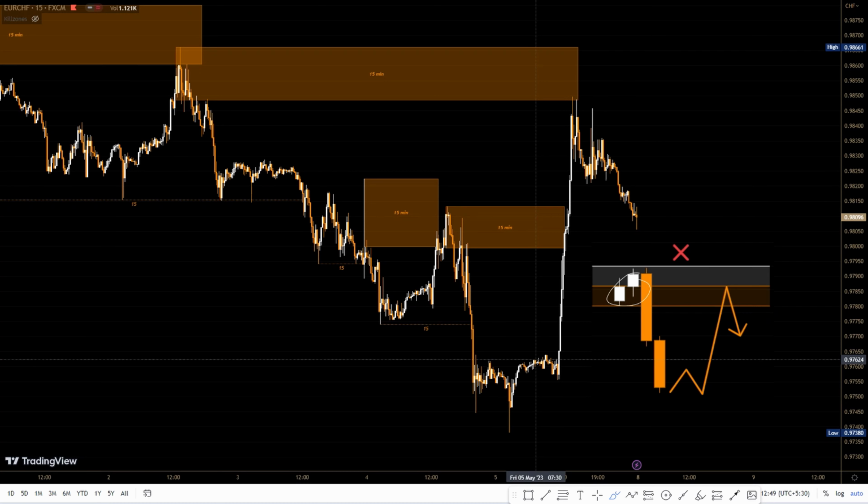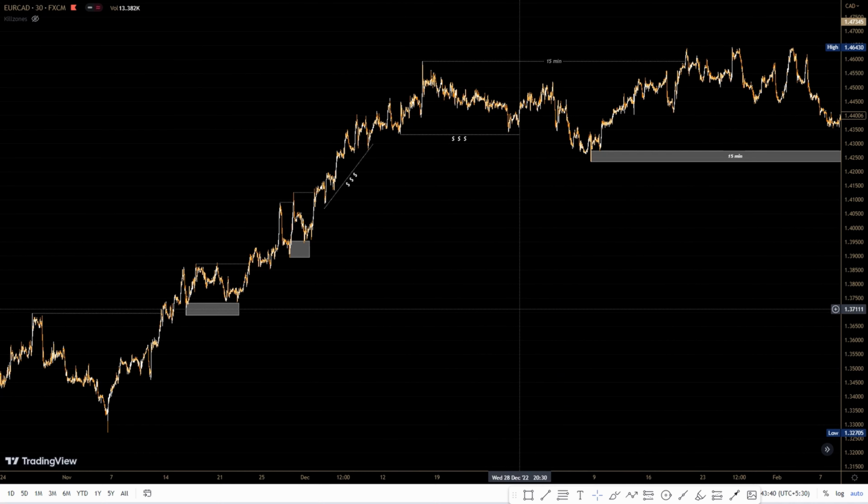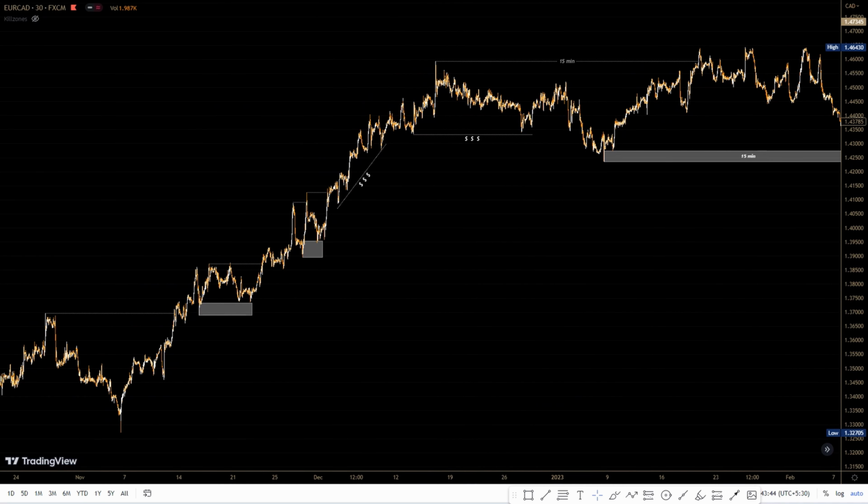Now we discuss the range demand and pivot demands. Here you can see that this is the graph of Euro CAD in the 30 minutes time frame. Price is going in the upward direction. It continues to respect the demand level.